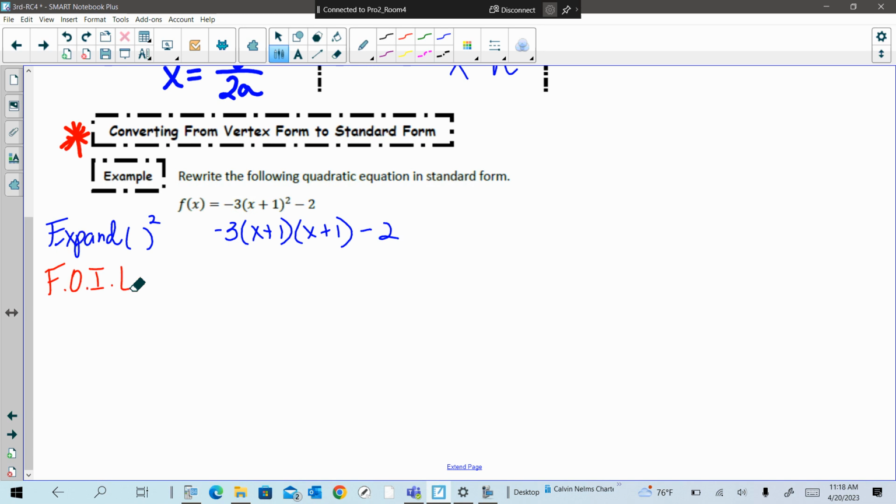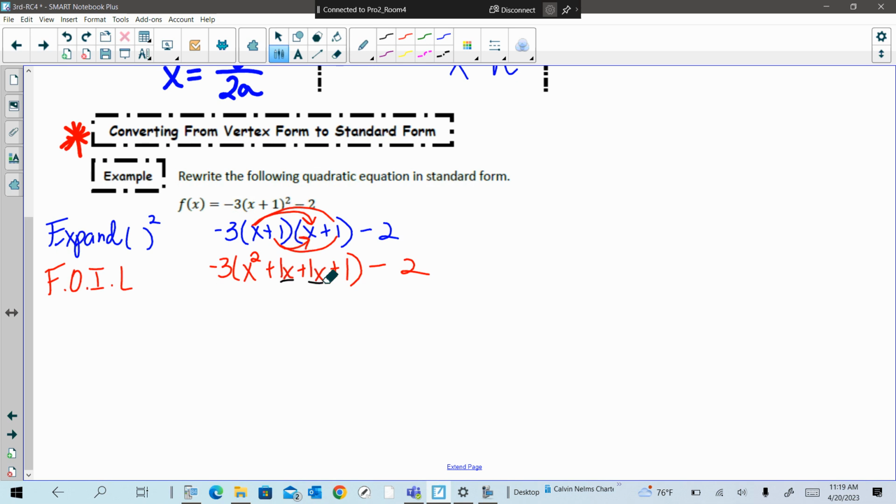Okay, so the first, I keep the negative 3 in front. The first is the x times x. So that would become what? X squared. Okay, then the outer plus 1x. Inner plus another 1x. Plus 1. Then minus 2 outside the parentheses. Okay. Combine your like terms. Okay. Right there.